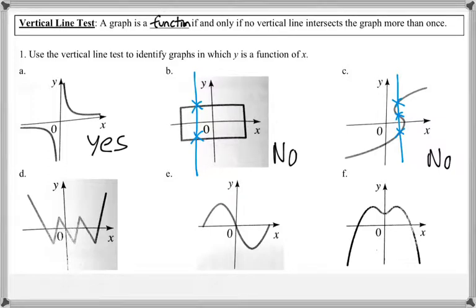With part D, well, we actually can't find a vertical line that intersects that more than once, so yes, this would be a function. Part E, we cannot draw a vertical line that intersects that more than once, so yes, that would be a function. And then part F, yes, this would also be a function.